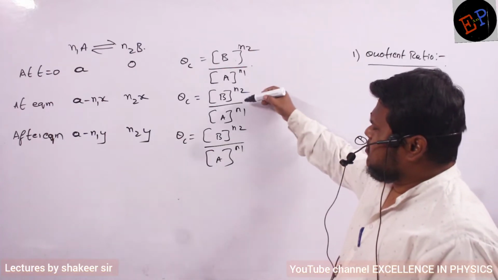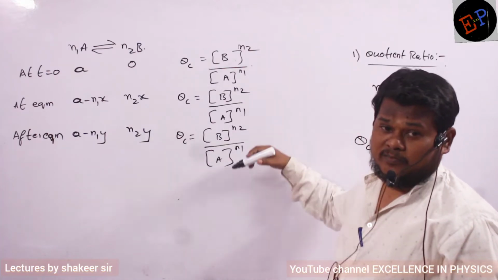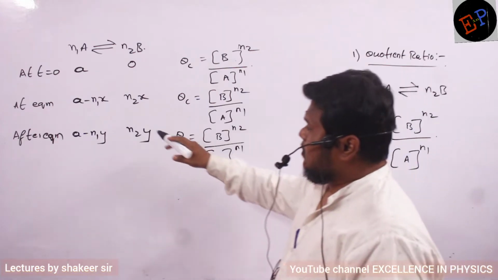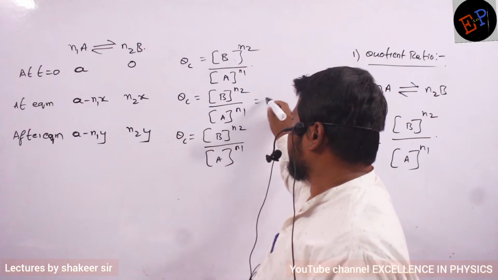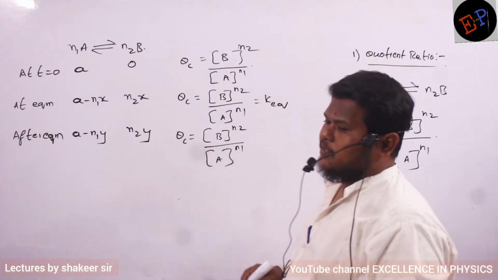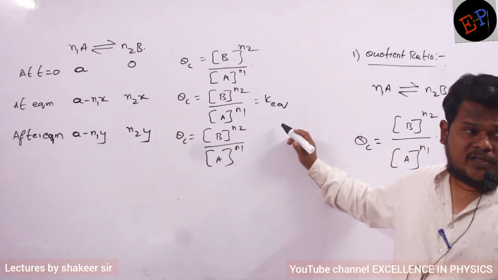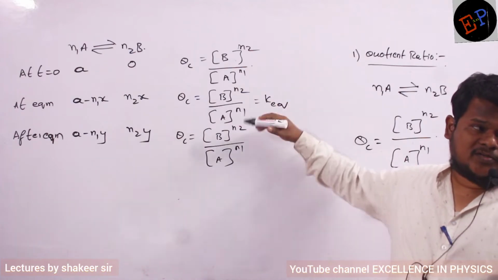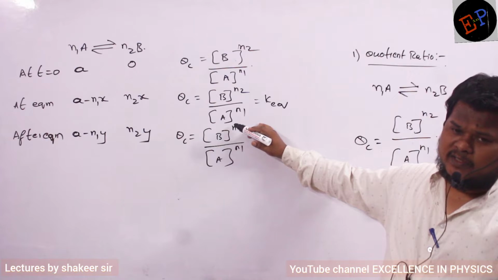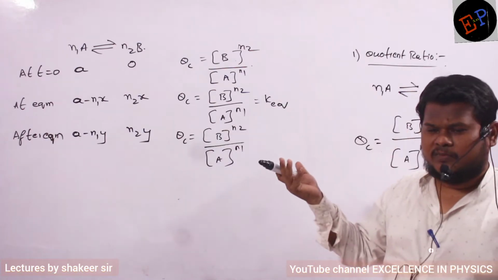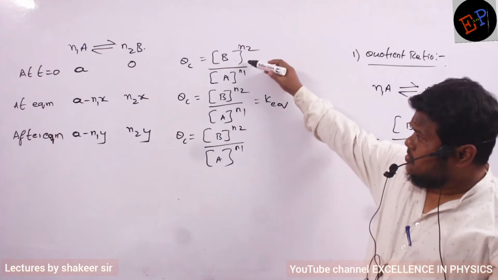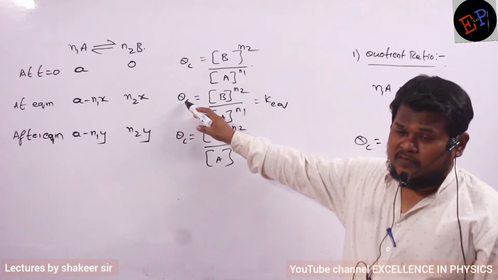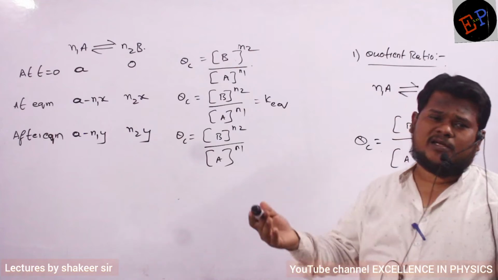So therefore, this is a general principle, ma. This is a general term. The quotient ratio is called a general term. And that general term at equilibrium, you can call it K equilibrium. That's what we have studied, no? K equilibrium means what? It is also the same ratio: the concentration of products to the power of its stoichiometric coefficient divided by concentration of reactants to its stoichiometric coefficient. So this is also QC, but this QC at equilibrium is also called K equilibrium.